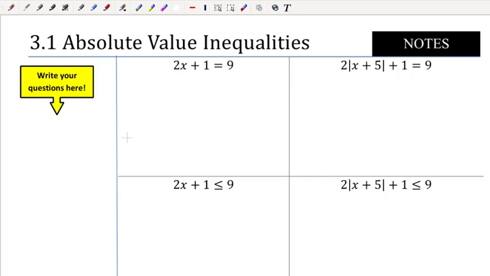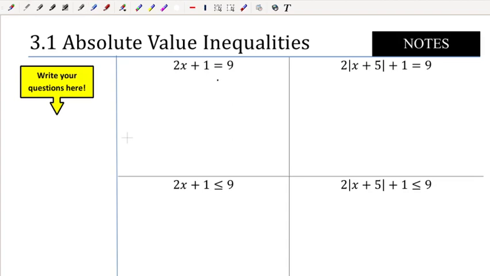In this lesson, we're going to look at absolute value inequalities. So we've dealt with absolute value equations before, and we know how to deal with inequalities. Now we're going to see what happens if we combine the two. So we're going to start out with a little bit of review of stuff that you should be familiar with.